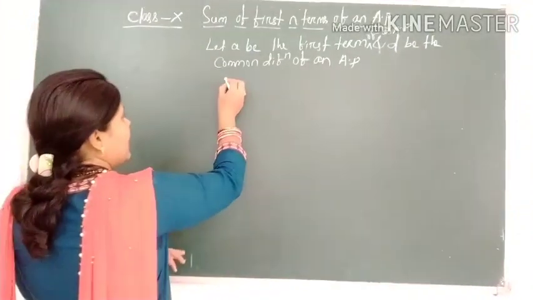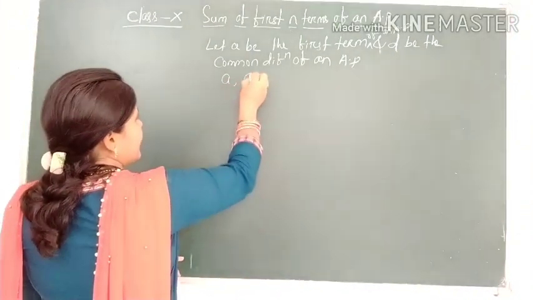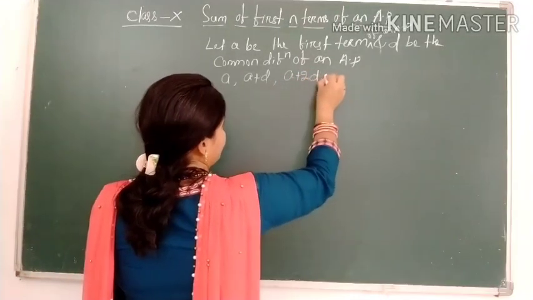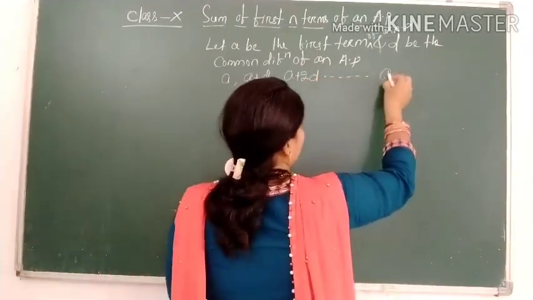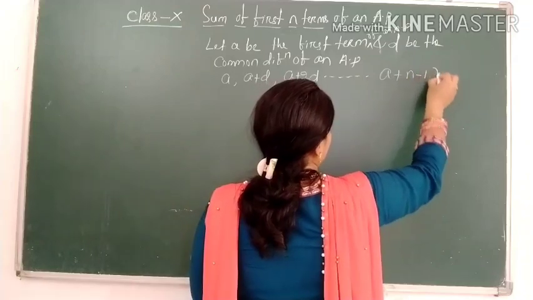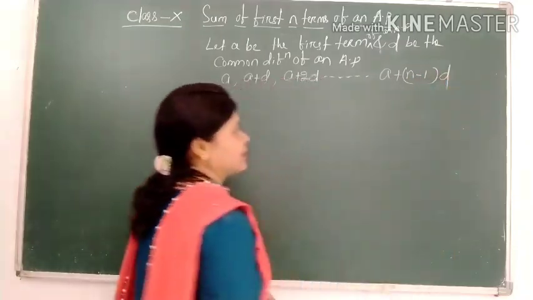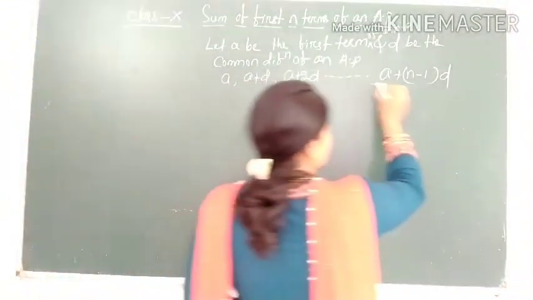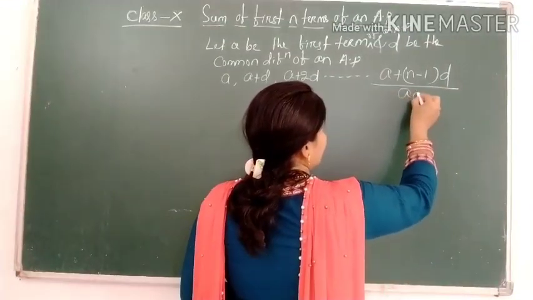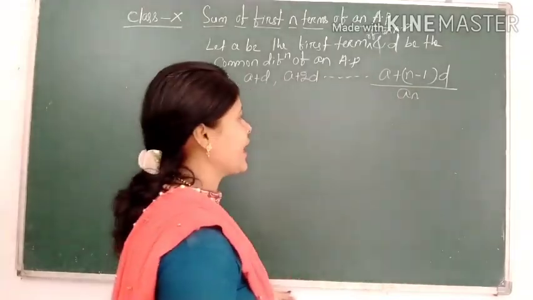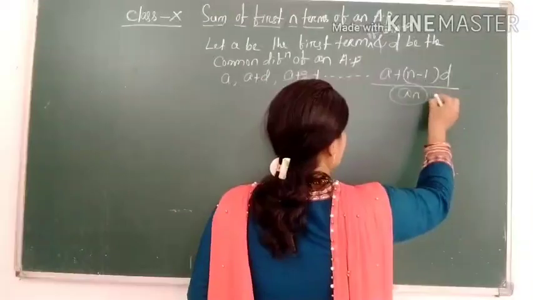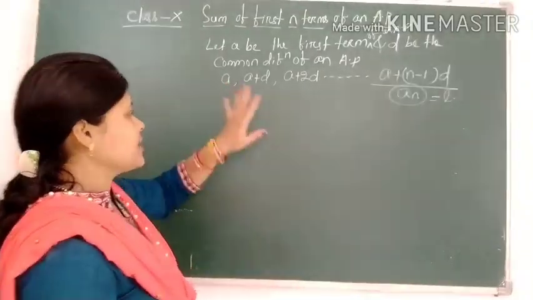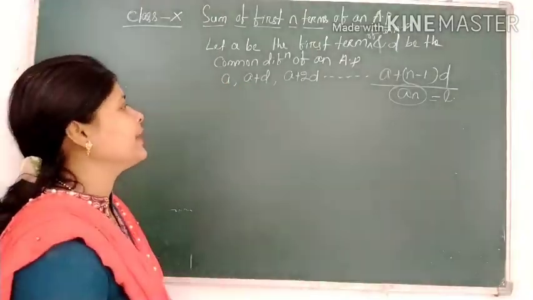your general formula is what? A, A plus D, A plus 2D, and your nth term is A plus n minus 1 into D. Got it, students? This is the general formula of an AP, and this is your nth term, which is an, and it is otherwise known as your last term also. Got it? So this is the general formula of it.